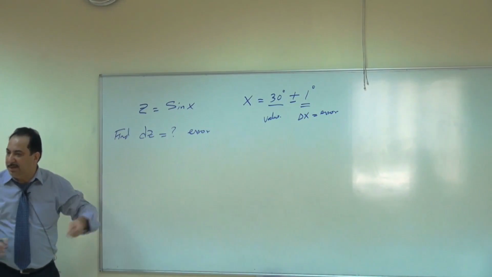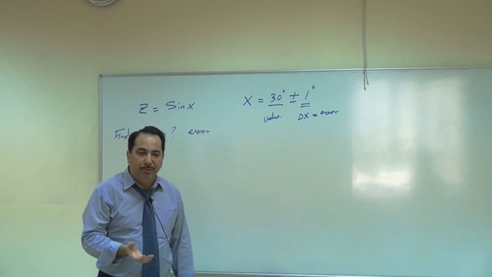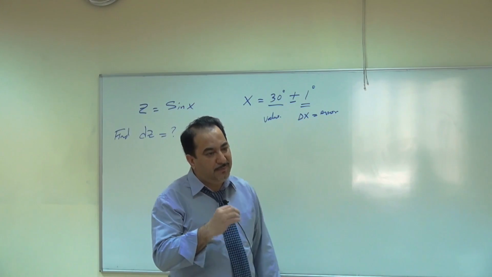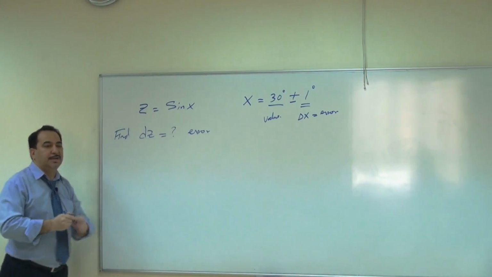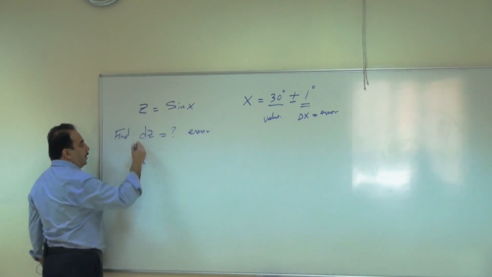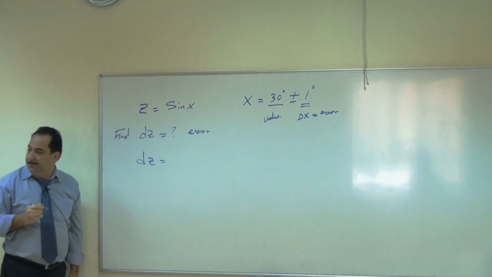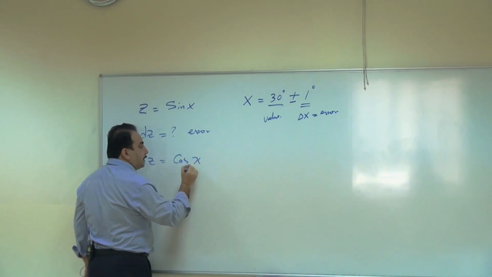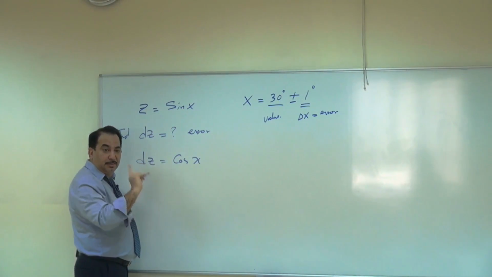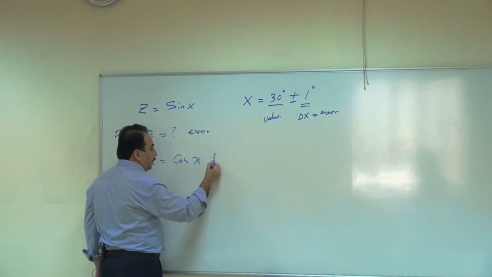Or the uncertainty in z. So what we do usually, we derive the function we have. So let's derive this function. z equals sine x. What's the derivative of z? dz equals cosine x dx. Remember? You must have it.